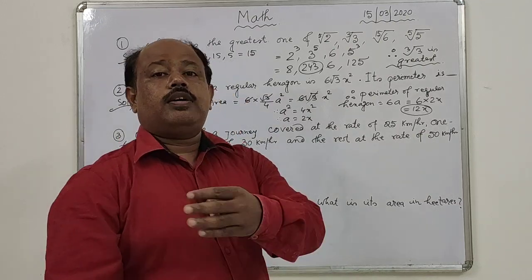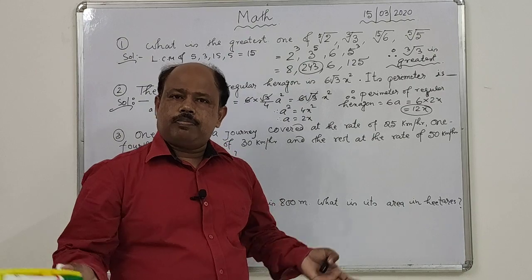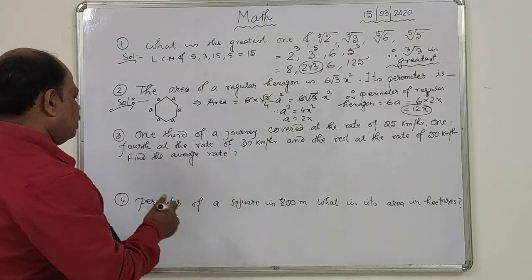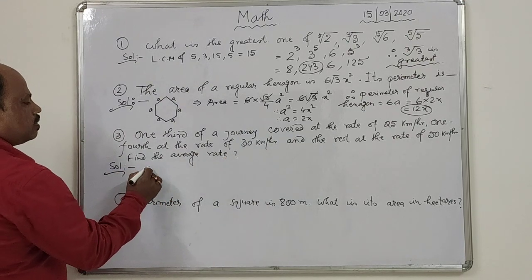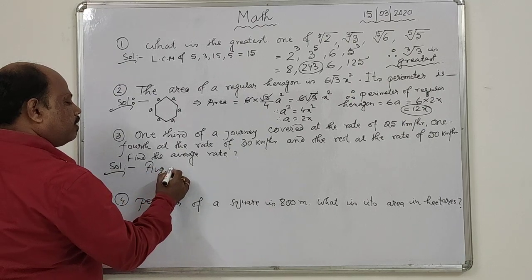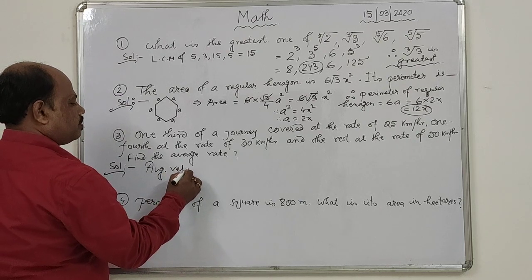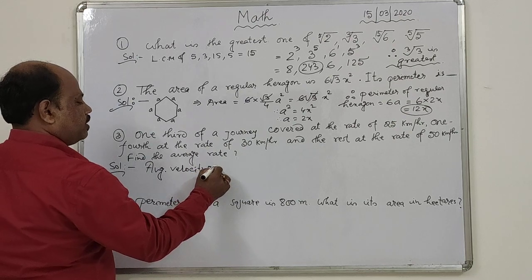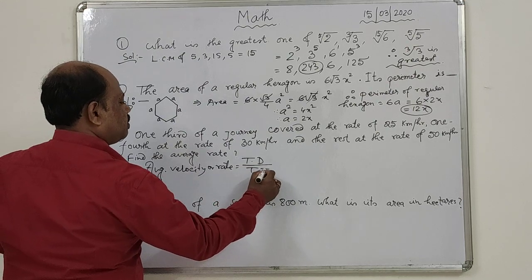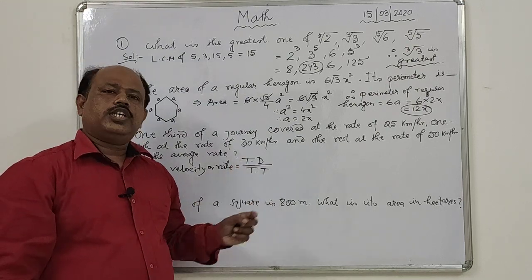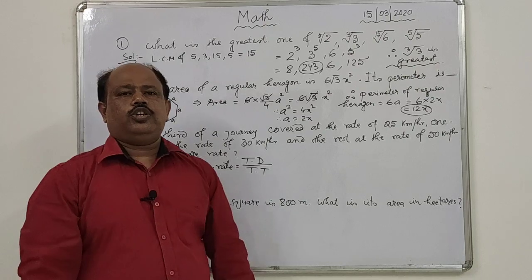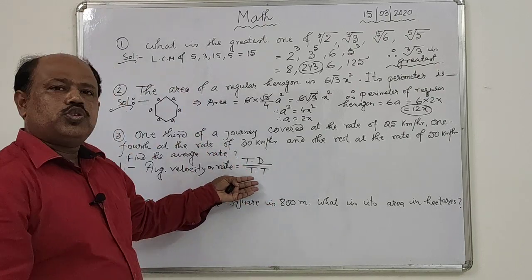Average rate means the average velocity or average speed. Same thing in mathematics. Okay, look, average speed, that is equal to average. AVG is a short form of average. Average rate or average velocity here, or rate, equal to TD by TT. What is TD? Total distance. What is TT? Total time. Therefore, average velocity equals total distance by total time.